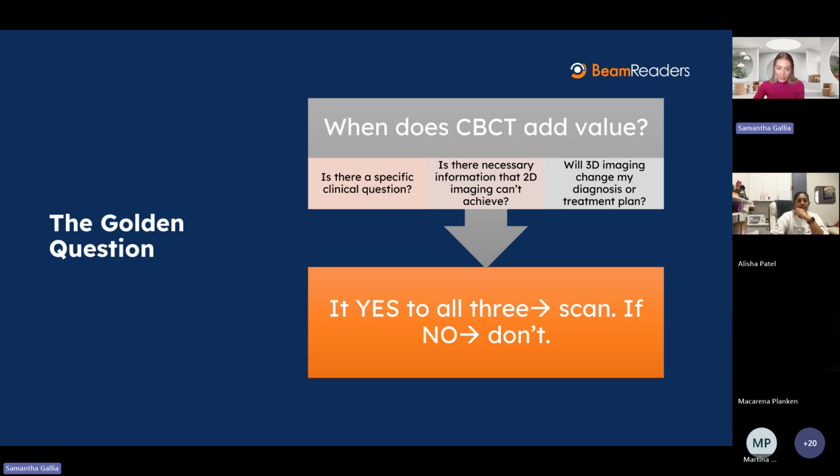It's very tempting sometimes to just take a CBCT to gain more information. As a radiologist, I'm like number one victim for that because I always want to know, right? I always want to know what's going on. But if it's not actually going to change the treatment plan, it's not worth it. It's not worth the radiation to the patient. It's not worth the cost for the patient. So it's only if there's a yes to all three of these that we want to take the scan.